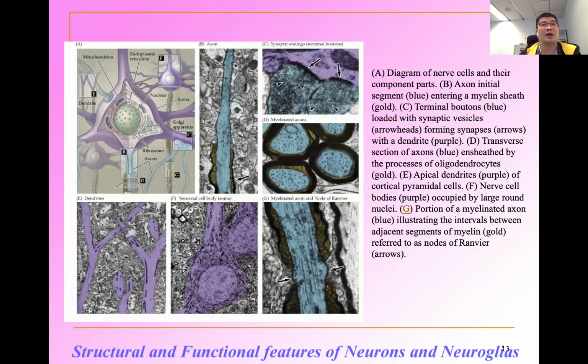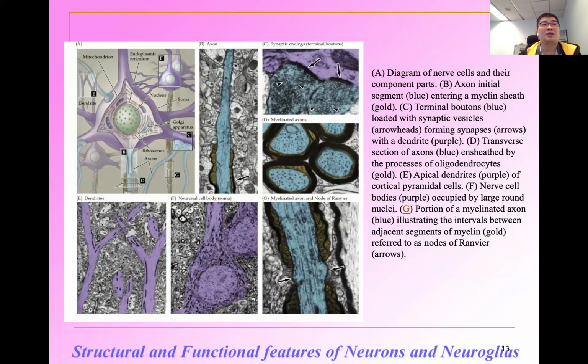So here is an example of a nerve cell. This is the nerve cell, usually with a big nucleus and a lot of endoplasmic reticulum and mitochondria, and this is the axon. The mitochondria is very important because the energy requirement in neurons is very high, so the neurons need mitochondria to produce the energy.